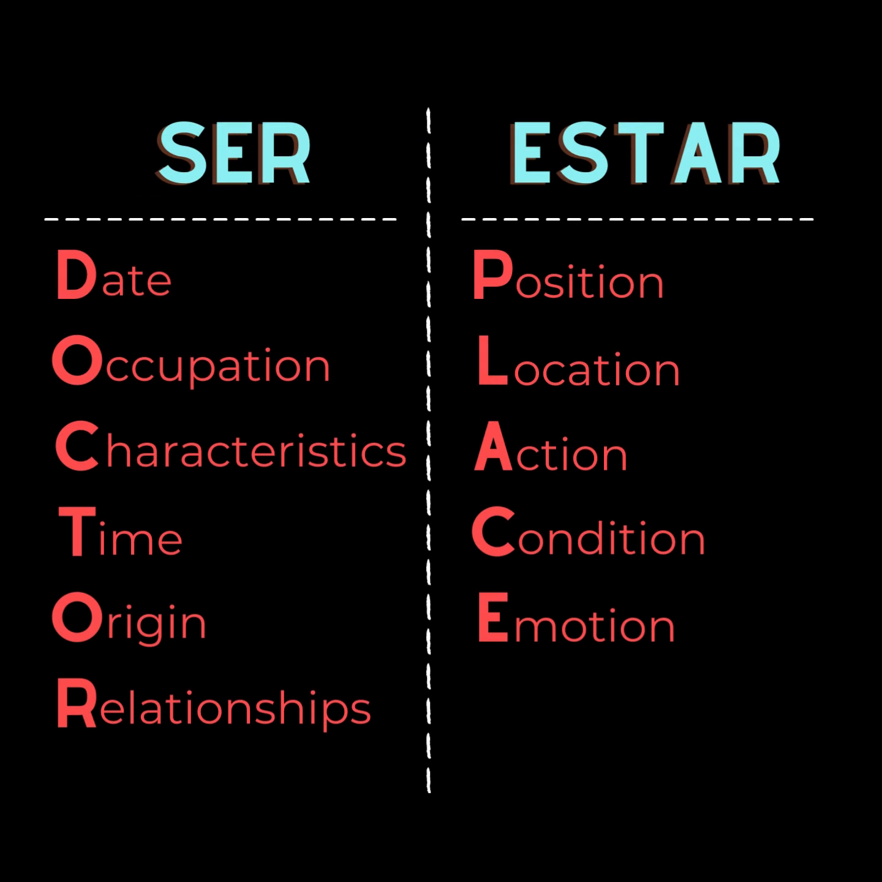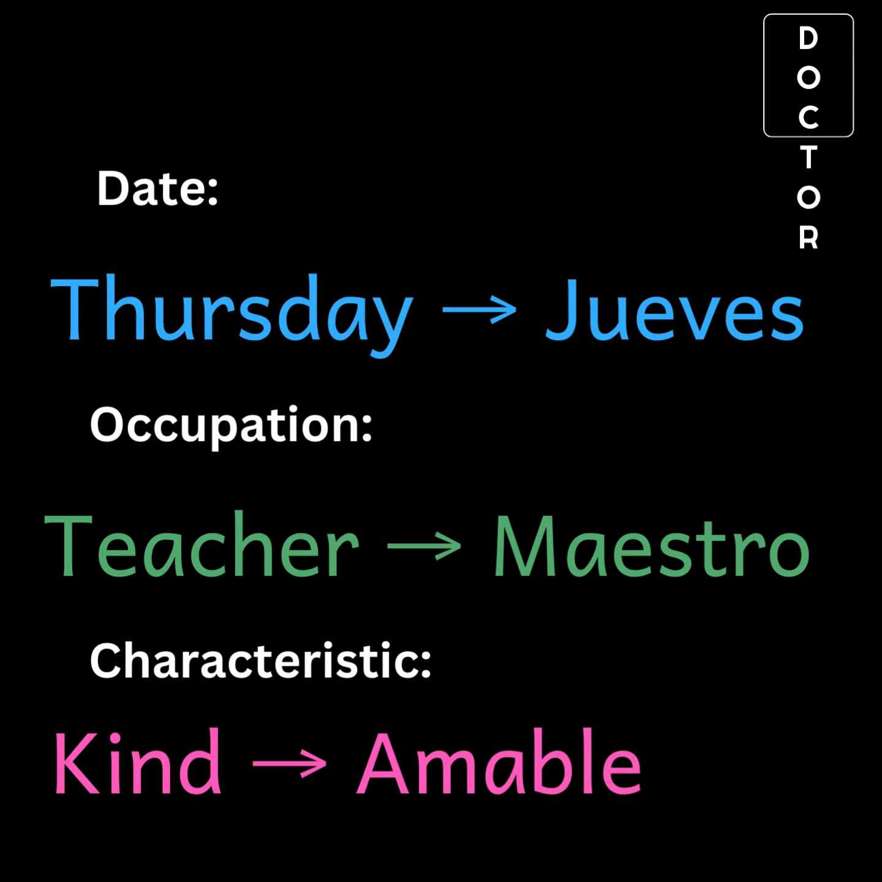Let's take a look. The mnemonic we use for Ser is DOCTOR, which stands for date, occupation, characteristics, time, origin, and relationships. However, the mnemonic we use for Estar is PLACE, which stands for position, location, action, condition, and emotion. Let's dive into the mnemonic of DOCTOR.